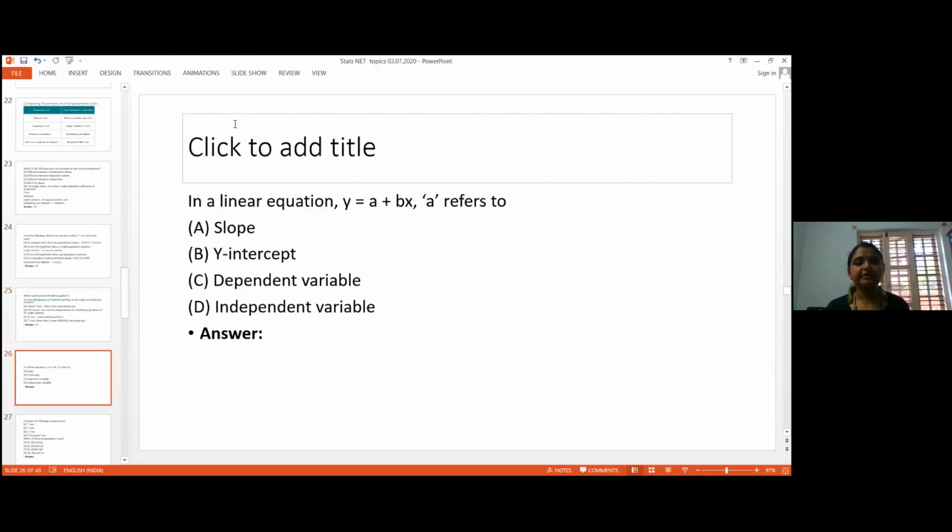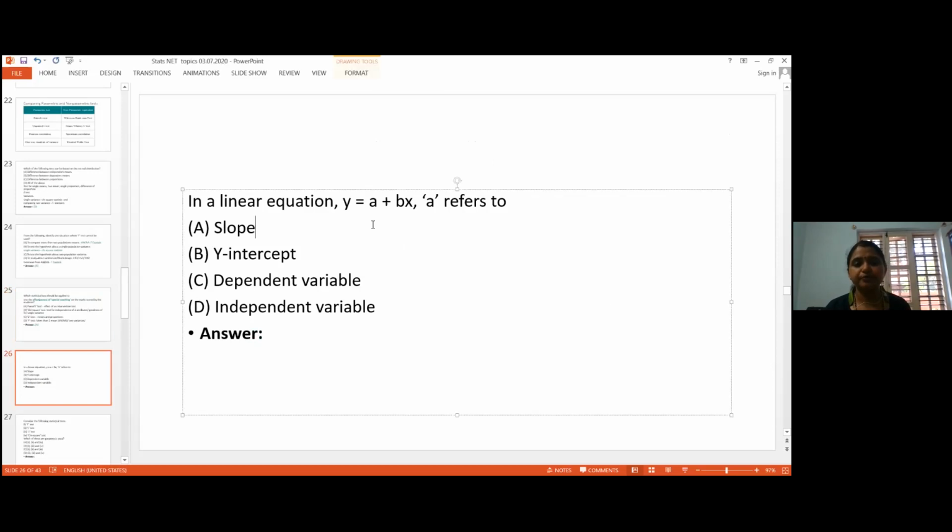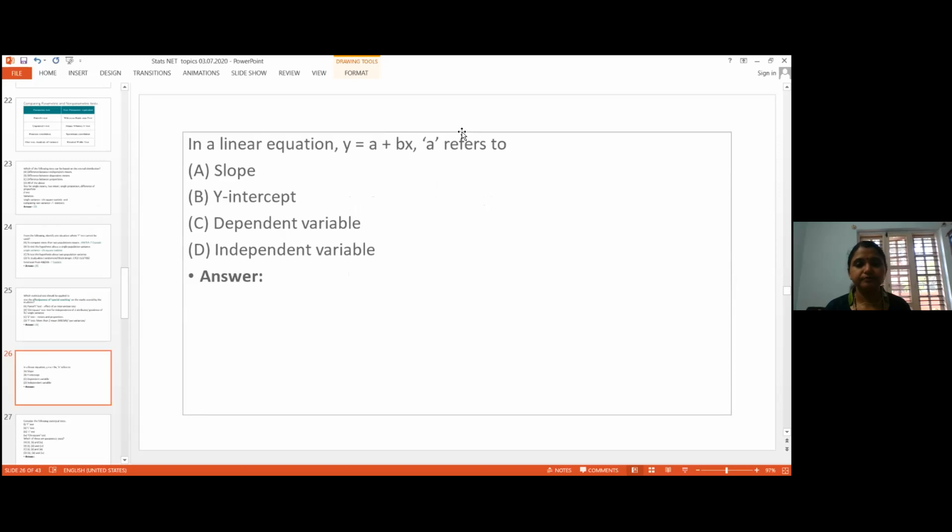That is, in a linear equation a plus bx, what does a refer to? What does a refer to in this? Slope, intercept, dependent variable, independent variable.